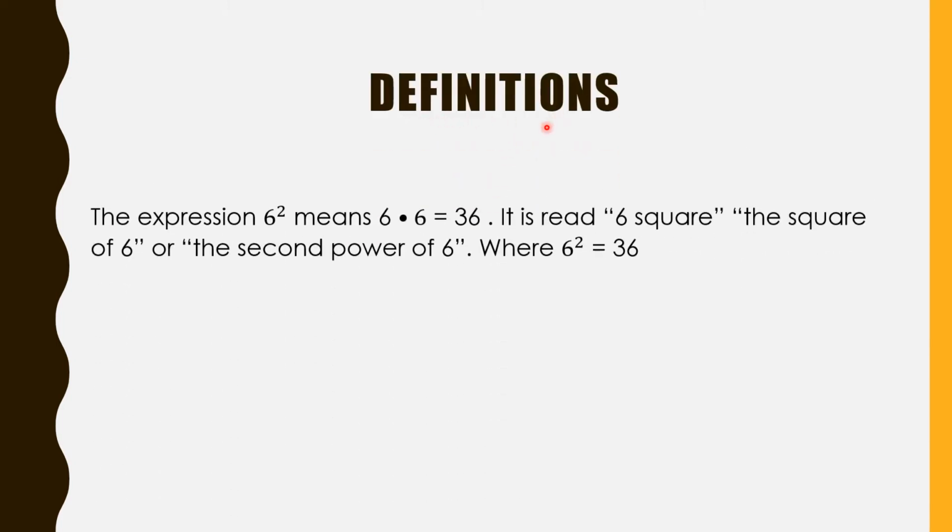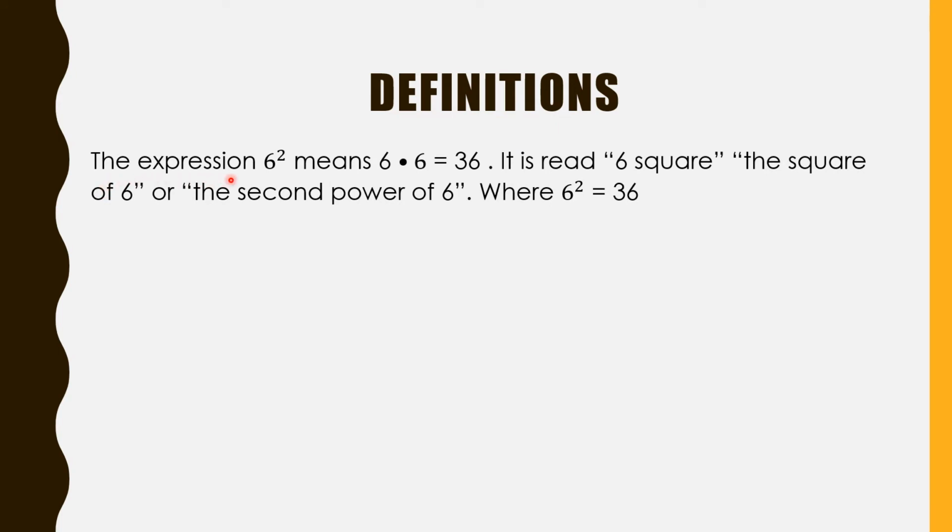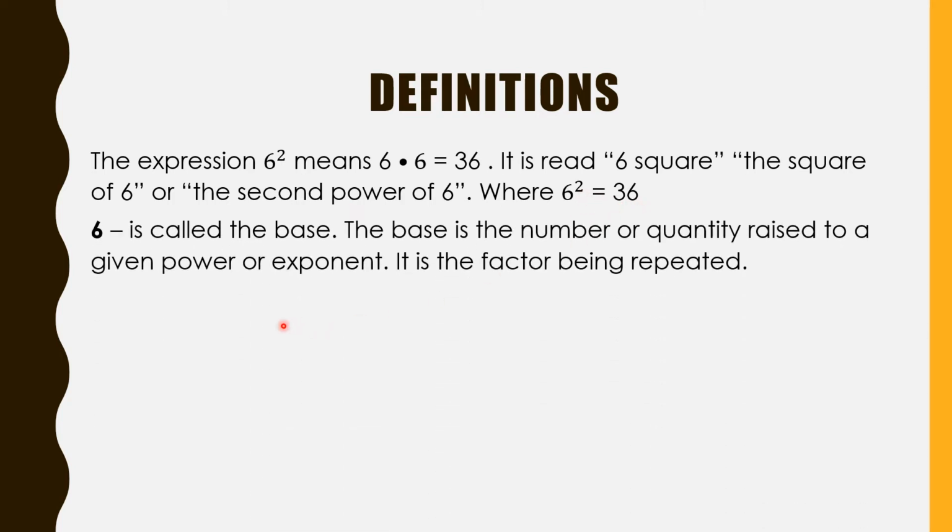Definition. The expression 6^2, that means 6 times 6 equals 36. It is read as 6 squared, the square of 6, or the second power of 6, where 6^2 is equal to 36. 6 is called the base.